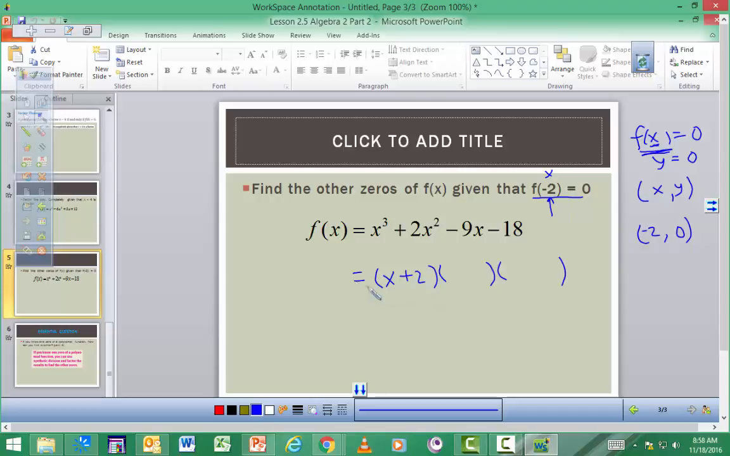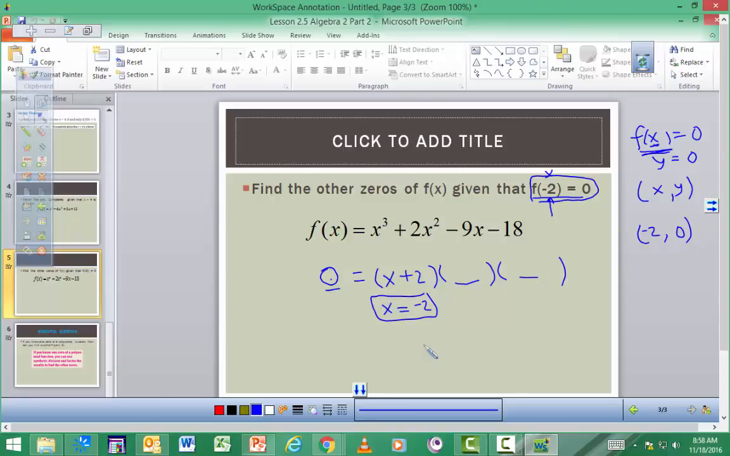Because remember what we'd do if this were set equal to 0? What would we do? We'd set each one of these. This will give us x is equal to negative 2, you see? And that's what this says. F of negative 2 is equal to 0. You see? That would be a 0 over here.